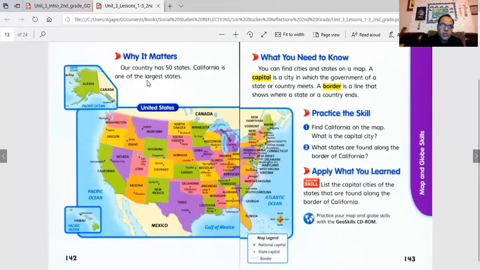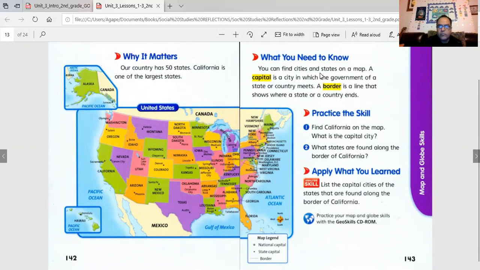Why it matters. Our country has 50 states. California is one of the largest states. Alaska, oops, totally forgot about Alaska and Hawaii. Totally forgot about those two. Hawaii is an island, and Alaska is way up in North America. It's just way out there.